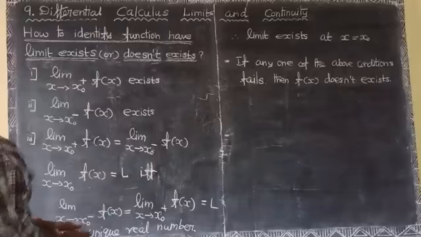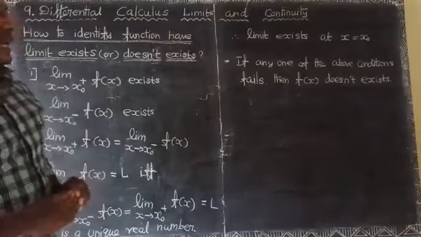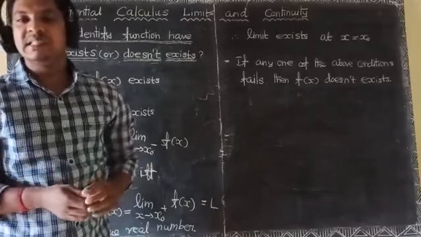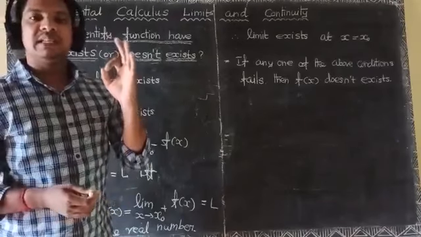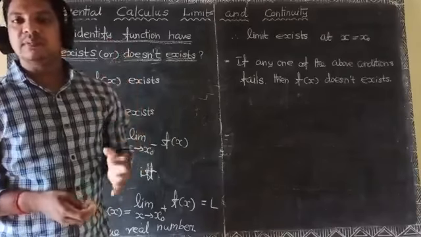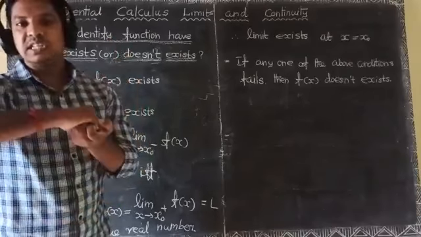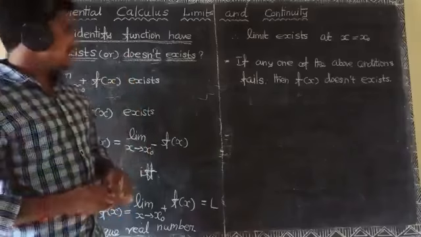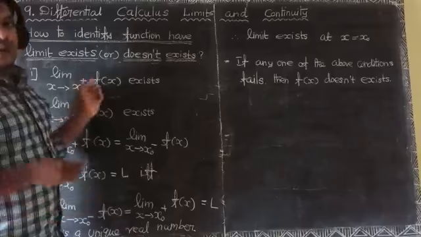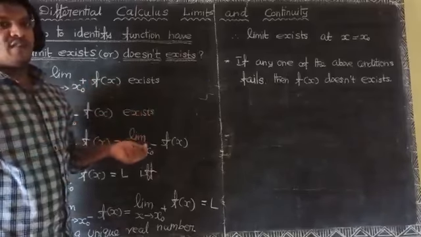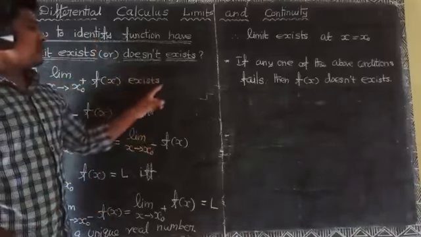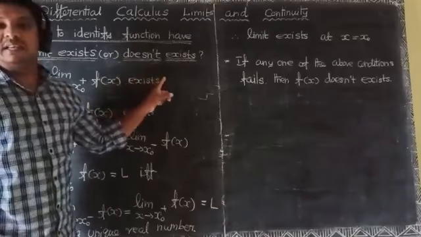Next, how to identify whether a given function has a limit or does not have a limit. We follow three steps, which means three stages. The first one is the limit as x tends to x naught plus, which means x approaches x naught from the right side. The value of f of x exists.